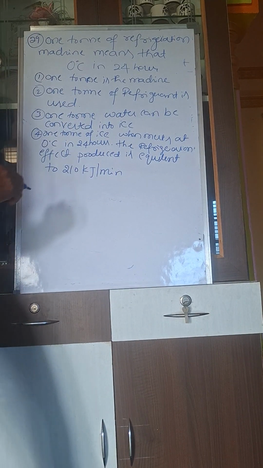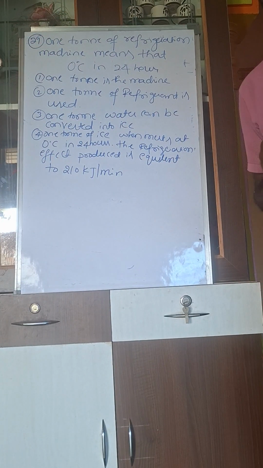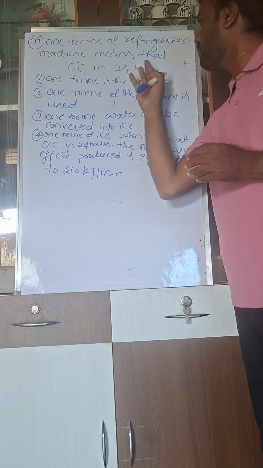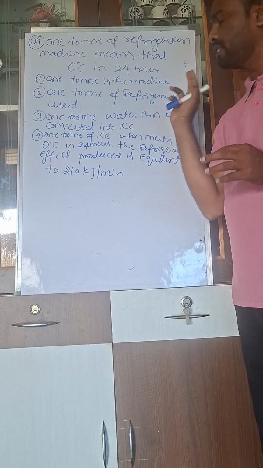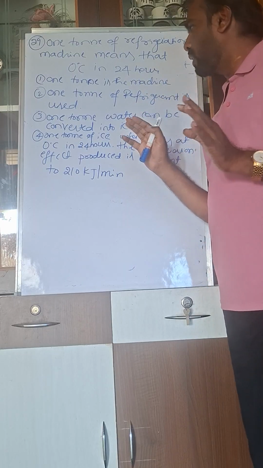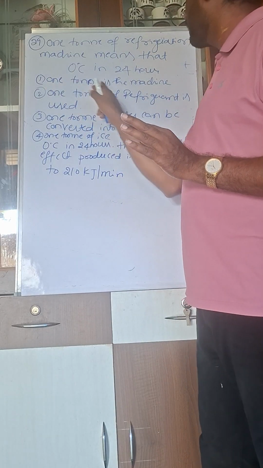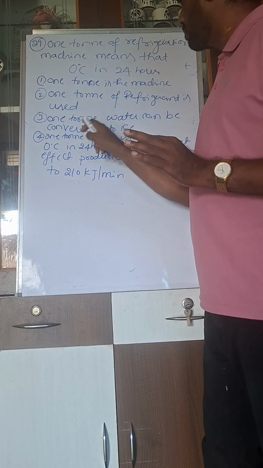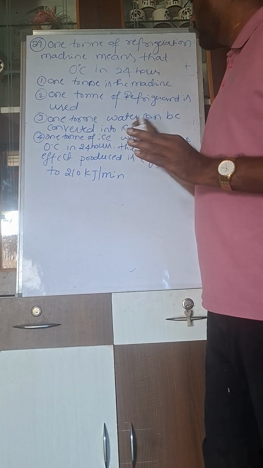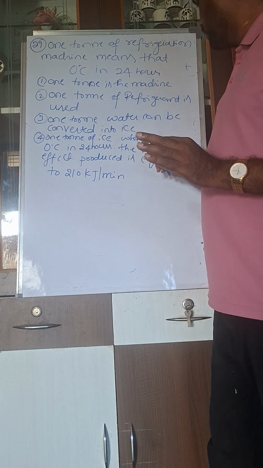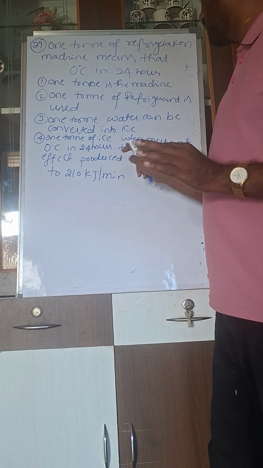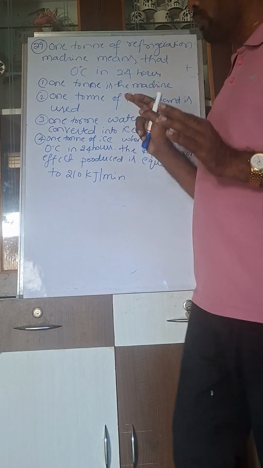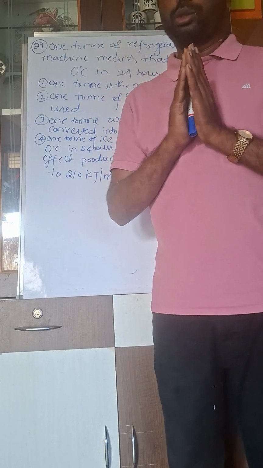See, what is the meaning of 1 ton of refrigeration? 1 ton of refrigeration machine means 0 degree Celsius in 24 hours. The first option: 1 ton is the machine. 1 ton of refrigerant is used. 1 ton of water can be converted into ice. 1 ton of ice when it melts at 0 degree Celsius in 24 hours, the refrigeration effect produced is equivalent to 210 kilojoule per minute.